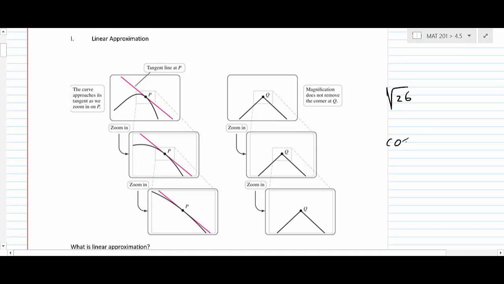Another example would be cosine of 29 degrees. You can use calculus to approximate that value, within an accuracy of maybe 1% or 0.5%. That's what we're ultimately going to get at in this problem.